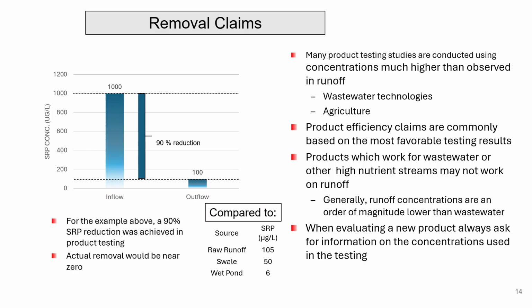For example, products or technologies designed for wastewater, which deals with very high nutrient streams, may not be effective when applied to runoff, where concentrations are generally an order of magnitude lower. While a product might achieve a 90% reduction in soluble reactive phosphorus during testing at high concentrations, its actual removal when applied to natural runoff with its much lower concentrations, could be near zero.